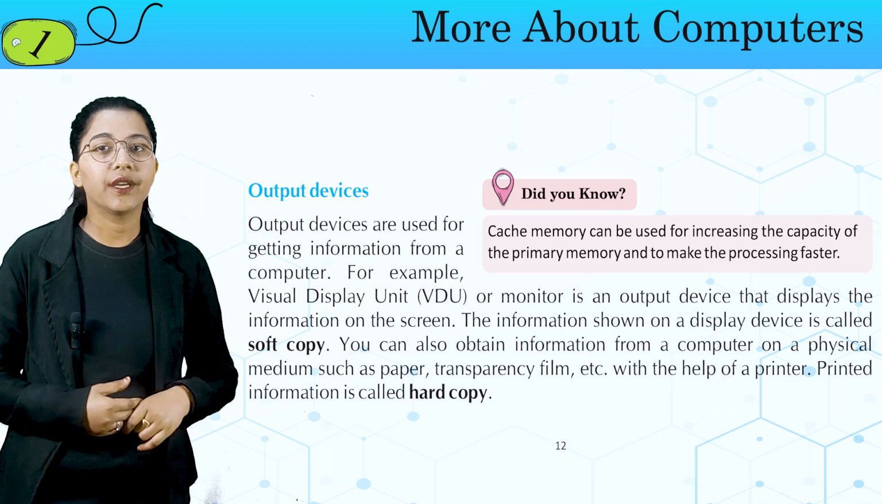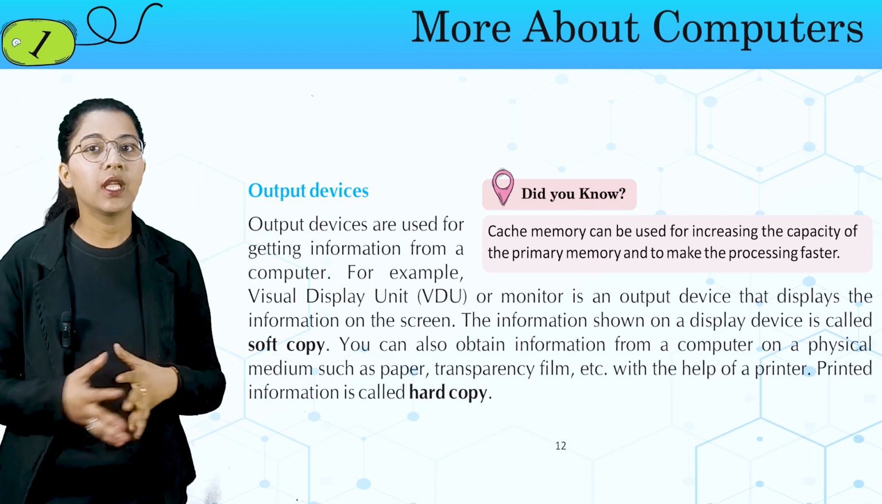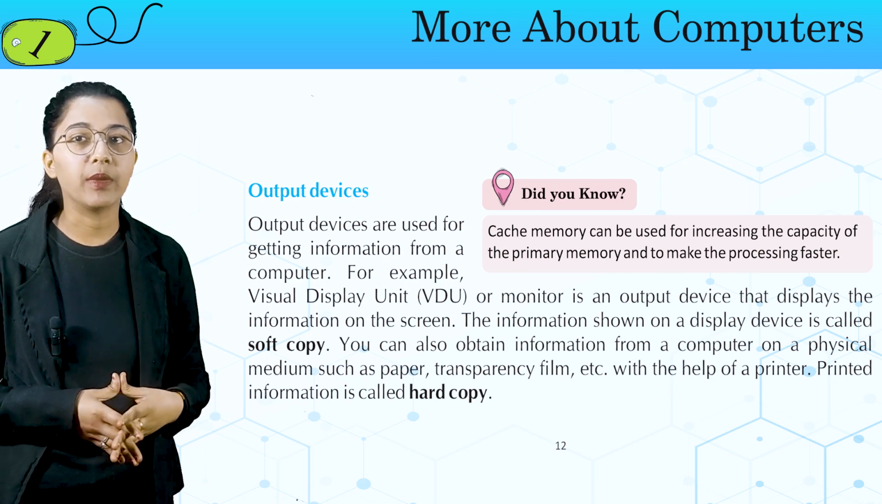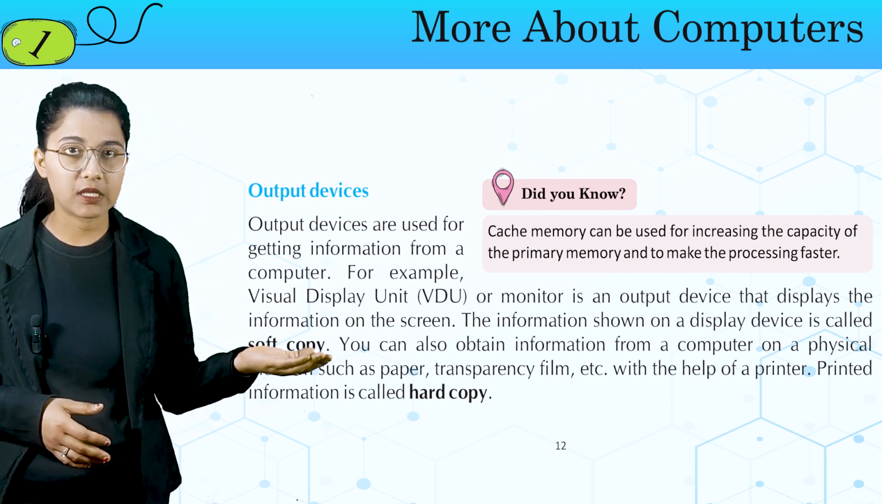Now, here we have a did you know? Cache memory can be used for increasing the capacity of the primary memory and to make the processing faster.